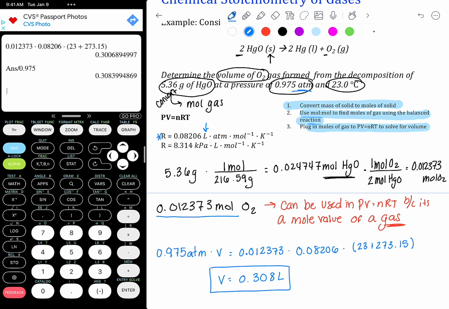Okay, so that's how we use our previous knowledge. So let's see. Step 1 was previous knowledge, and step 2 was previous knowledge. We did that in our last 2 chapters. Now we're utilizing our new knowledge here in our 3rd step of PV equals nRT in order to solve for the volume of a gas given the moles of a gas.